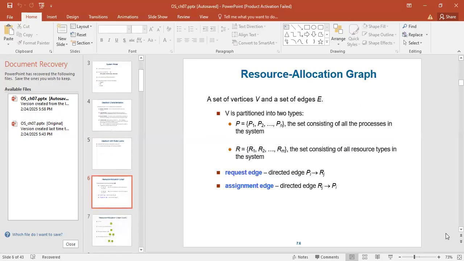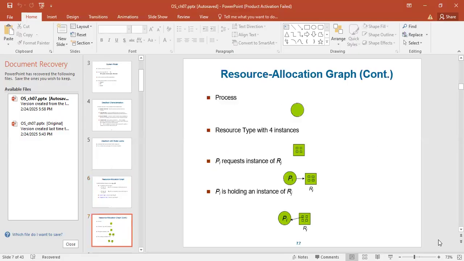Resource allocation graph: a set of vertices V and a set of edges E. V is partitioned into two types. P is the set of processes P1 to Pn in the system, and R is the set of resource types R1 to Rm. Request edge: directed edge Pi to Rj. Assignment edge: directed edge Rj to Pi. We have some notations: a circle represents a process, a square represents a resource type, and the dots within the square represent the instances of the resource.